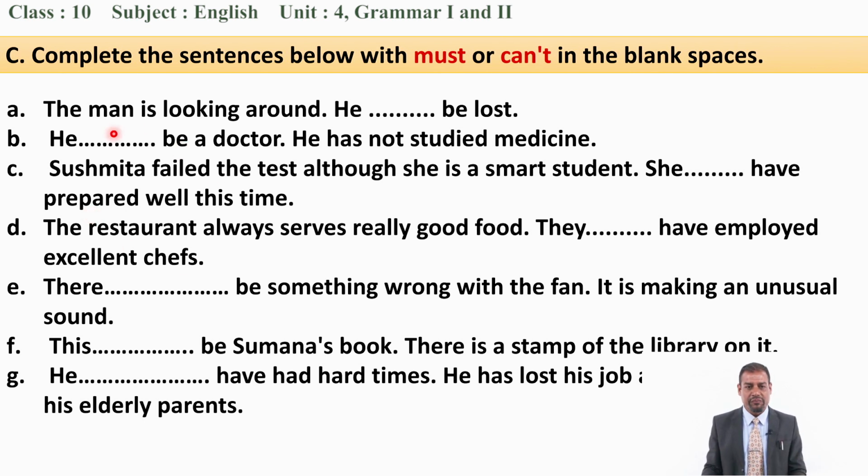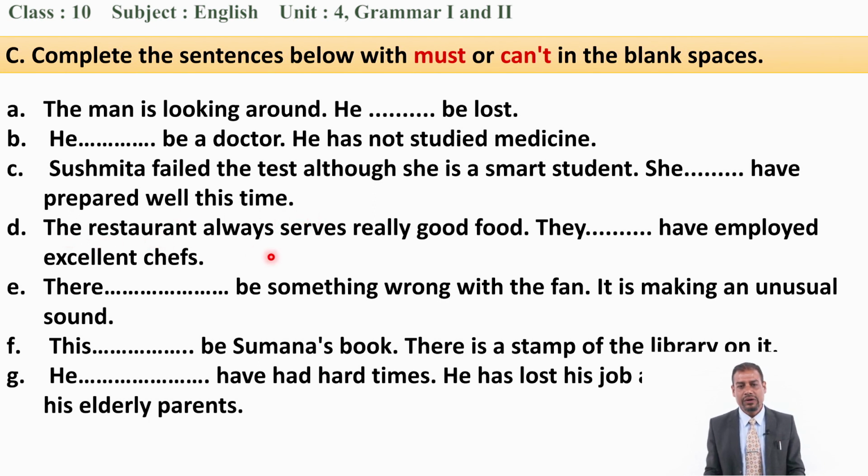Okay, the man is looking around. He dot dot dot be lost. B. He dot dot dot be a doctor. He has not studied medicine. C. Susmita failed the test although she is a smart student. She dot dot dot have prepared well this time.